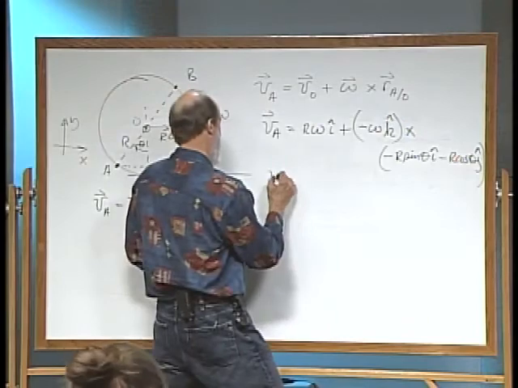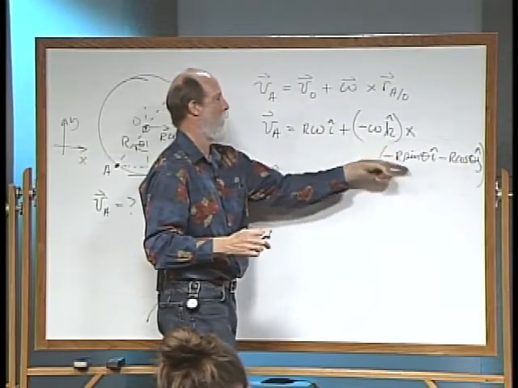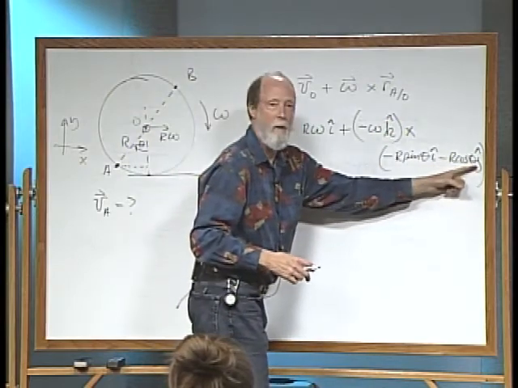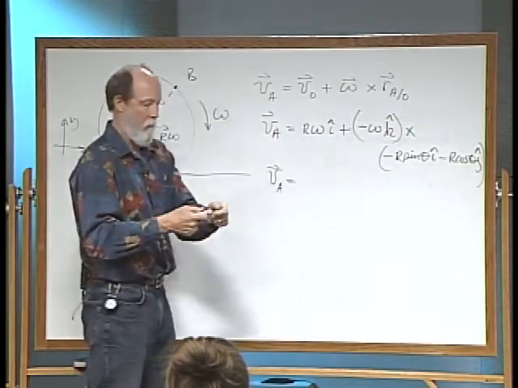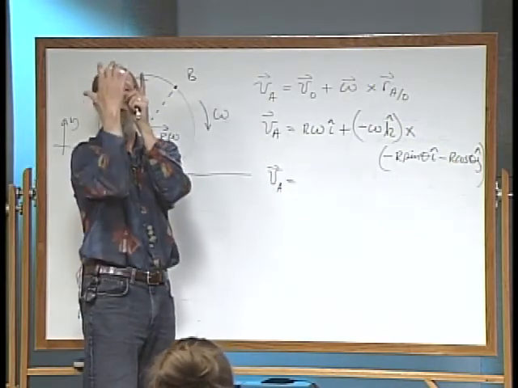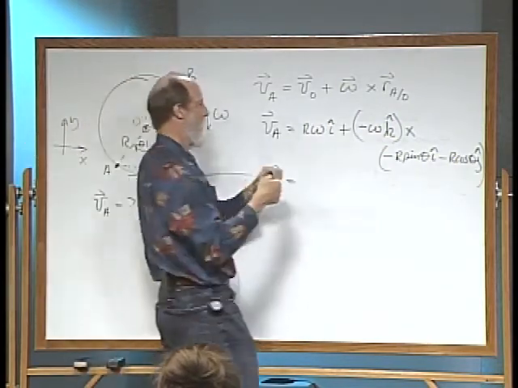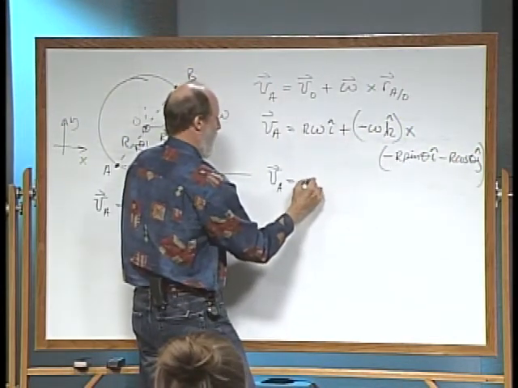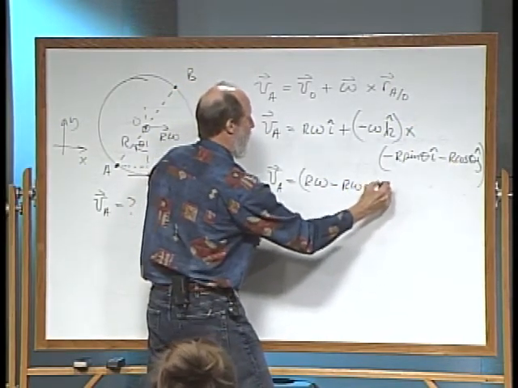So what we end up with now is the velocity of A. We combine, where are we going to get an I term on the cross product? K cross J. K comes out of the board at us, J is upward. K cross J is negative I. So that's a negative I times a negative, and a negative stays negative. So we have an R omega and a negative R omega cosine theta I.